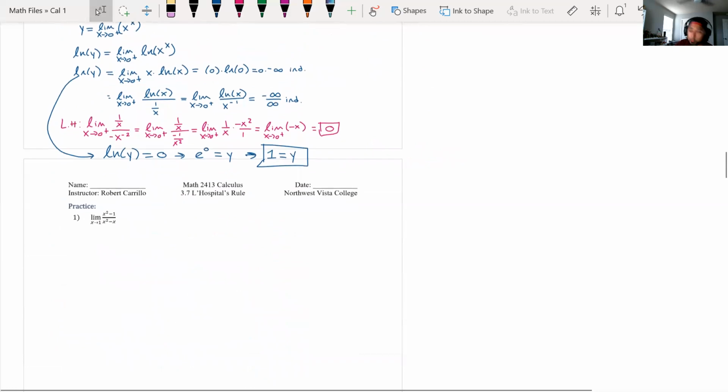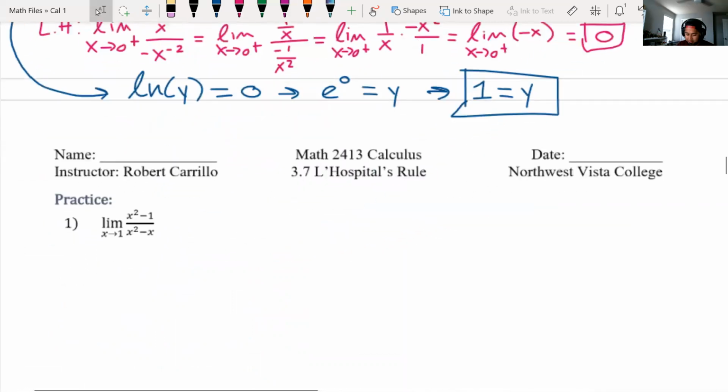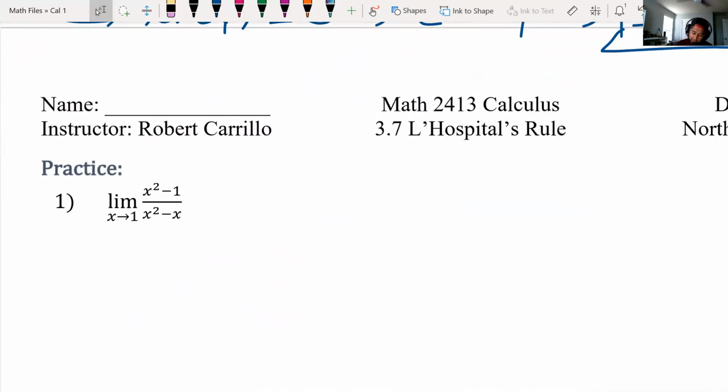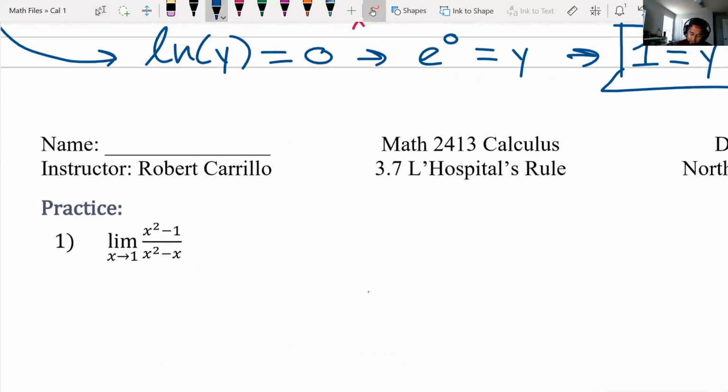All right. Those are all our rules. So the rest here is practice. So speed round. All right, so let's see what we got. Limit as x approaches 1 of x squared minus 1 over x squared minus x. So if I plug in 1, I get 1 squared minus 1 over 1 squared minus 1, which is going to give me what?